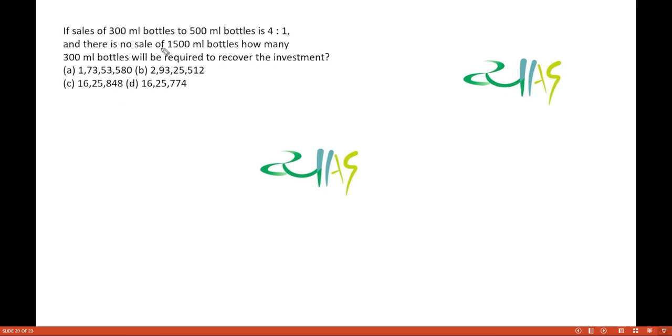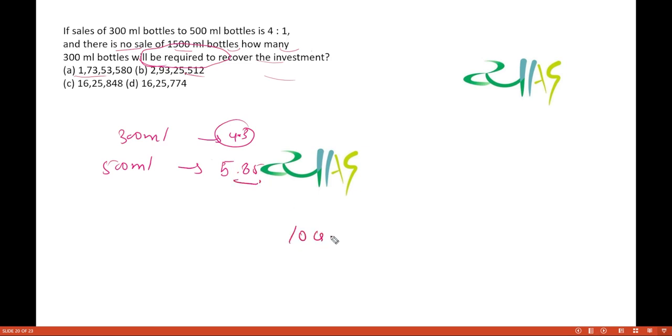Now see what it is saying. If sales of 300 ml bottles to 500 ml bottles is 4:1, and there is no sale of 1500 ml bottles, how many 300 ml bottles will be required to recover the investment? Okay, so now when we were selling 300 ml bottle, we were earning 4.3 rupees per bottle, and when we were selling 500 ml bottle, so we were earning how much? We were earning 5.85 rupees per bottle.